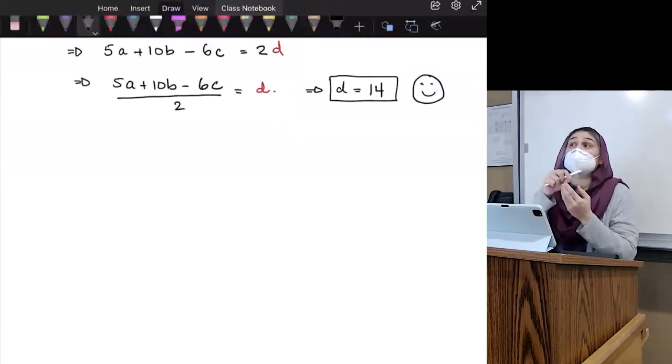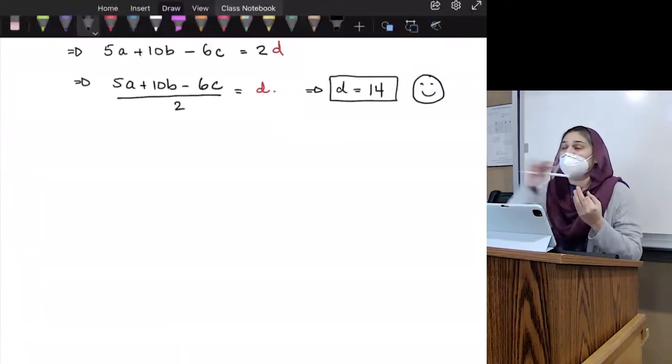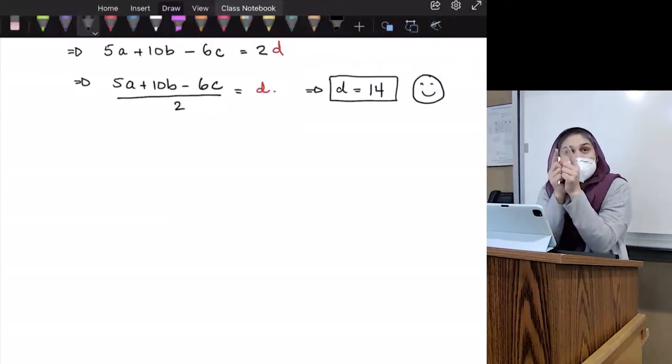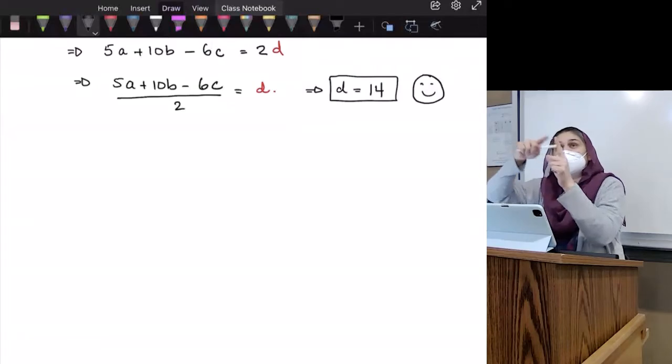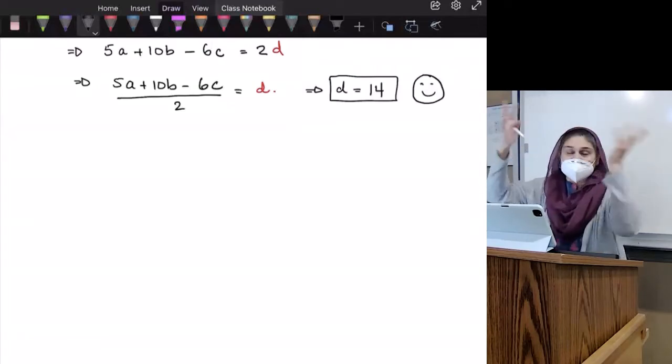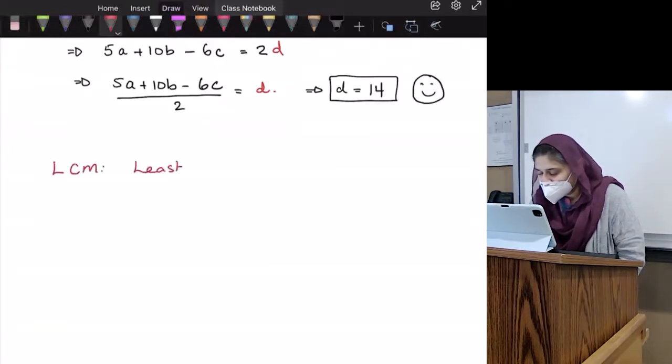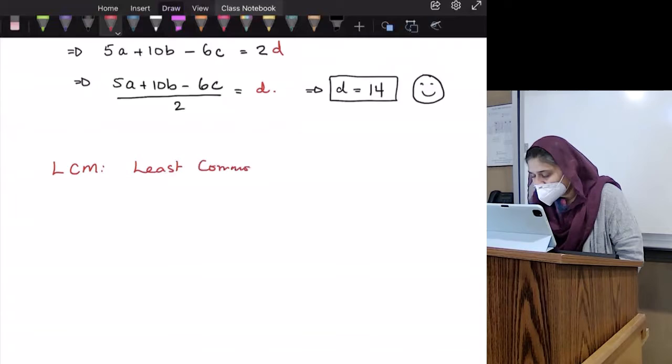So when you put these three words together, least common multiple, it means any given numbers will have a number that can be multiplied, that can be divided on each of them. So that's what basically LCM means. LCM, least common multiple.